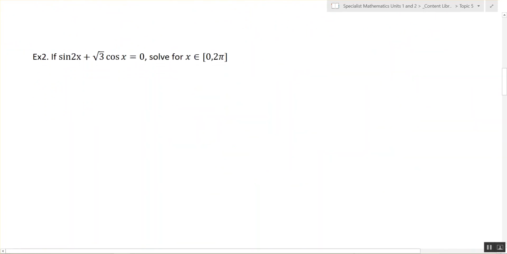Alright, we'll do another question. This one's a little bit trickier. So it wants us to solve for x between 0 and 2 pi. So we have sine 2x plus square root 3 cos x. Now there's another multiple angle formula. It looks like this. Sine 2x is 2 times sine x cos x.